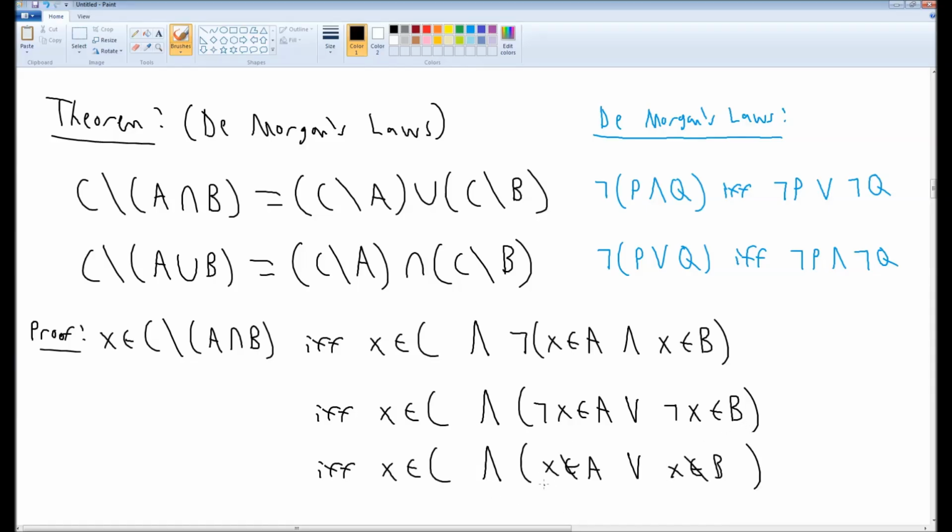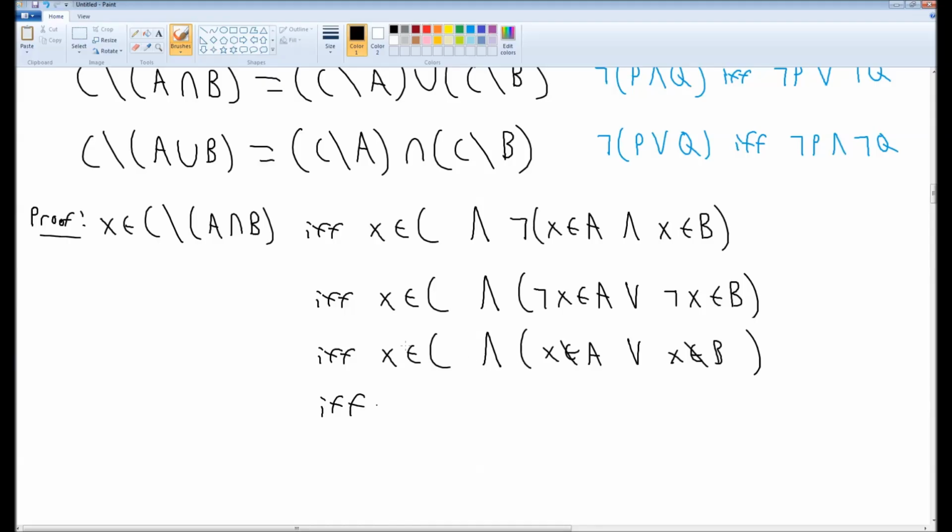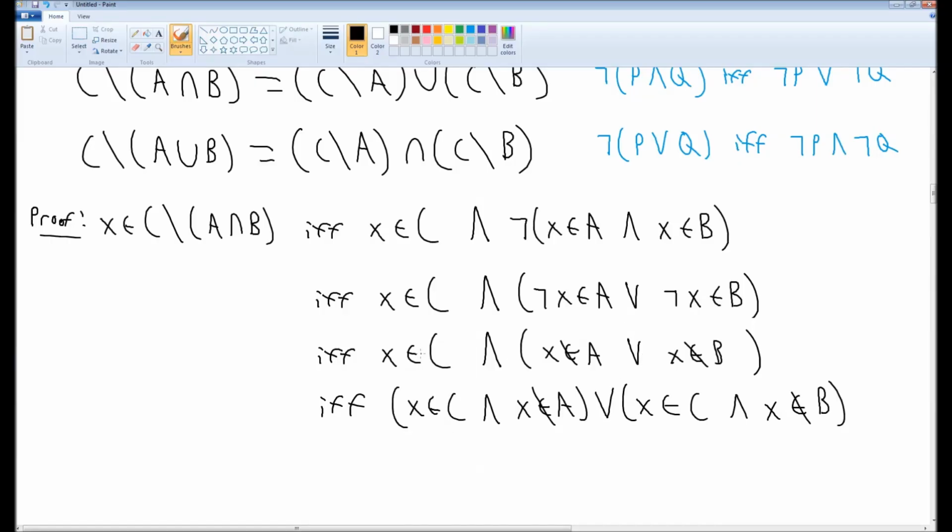And just for convenience, I'll rewrite it in this notation just to have less symbols. All right, but now what's this the same as? Well, there's also a logical law that says "and" distributes over "or". So this is logically equivalent to saying X is in C and this is true, or X is in C and this is true.